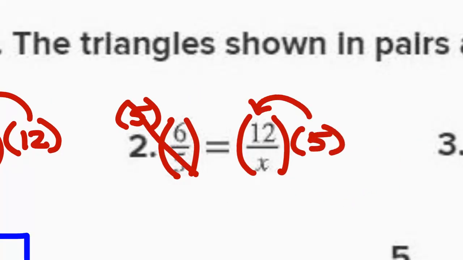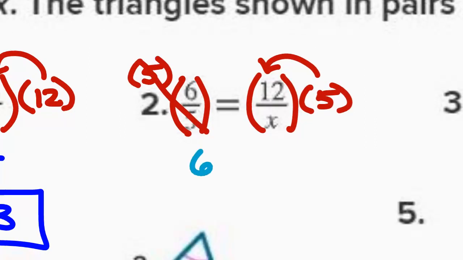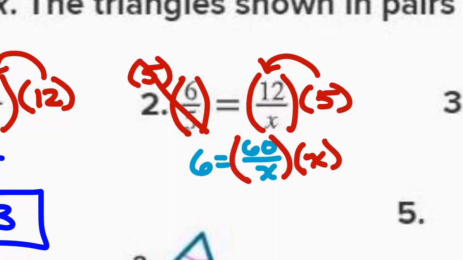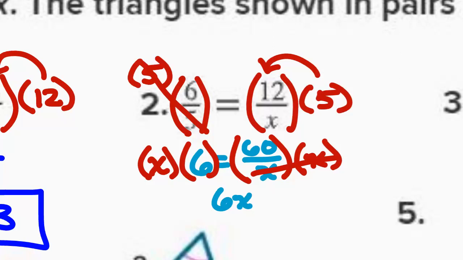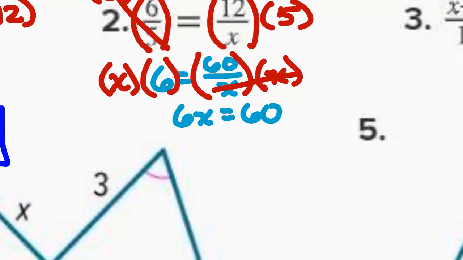So I'm going to multiply both sides by the 5 first. So I would have 6 equals 60 over x. Then I would multiply both sides by the other denominator, multiply both sides by x. So then you would have 6x equals 60. Divide both sides by 6, and you get that x is 10.